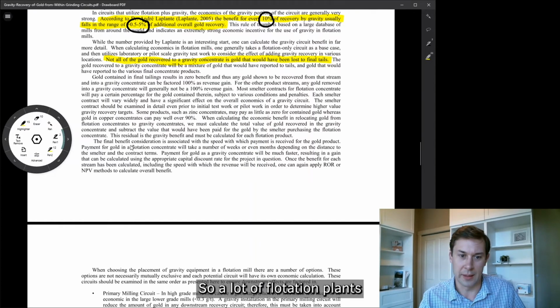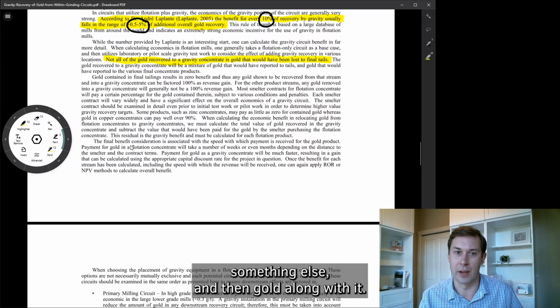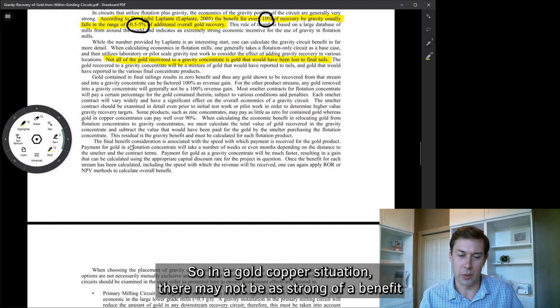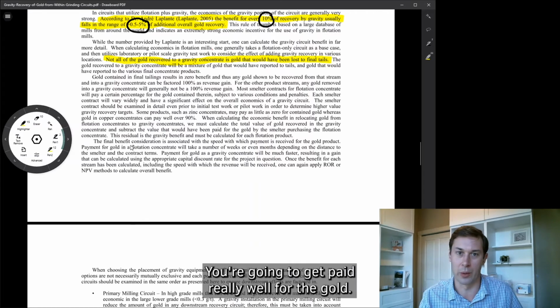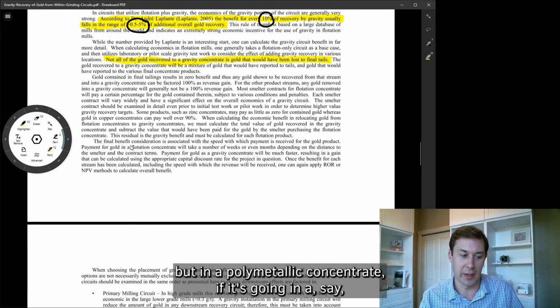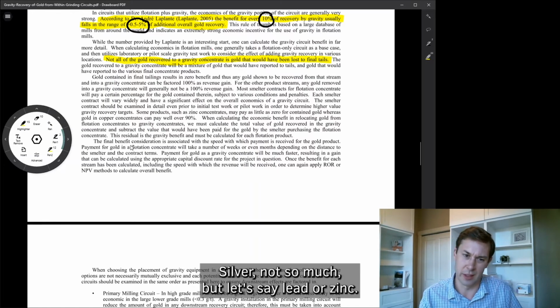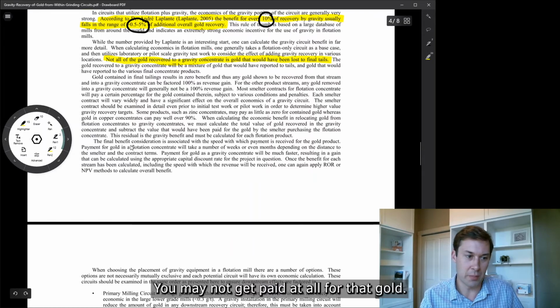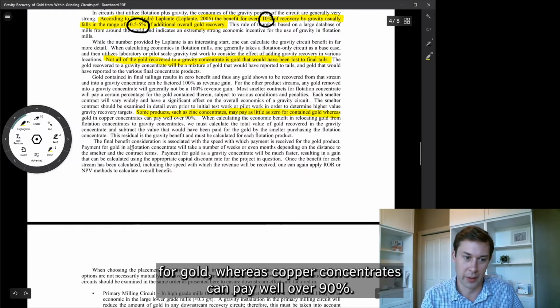So a lot of flotation plants are going to be gold plus something else, or more accurately, something else and then gold along with it. So in a gold-copper situation, there may not be as strong of a benefit as, let's say, polymetallic. You're selling a copper concentrate, you're going to get paid really well for the gold. Maybe not as much of an economic incentive, but in a polymetallic concentrate, if it's going in, say, a zinc concentrate or a lead concentrate, silver not so much, but let's say lead or zinc, you may not get paid at all for that gold. So, you know, some products such as zinc concentrate may pay as little as zero for gold, whereas copper concentrates can pay well over 90%.